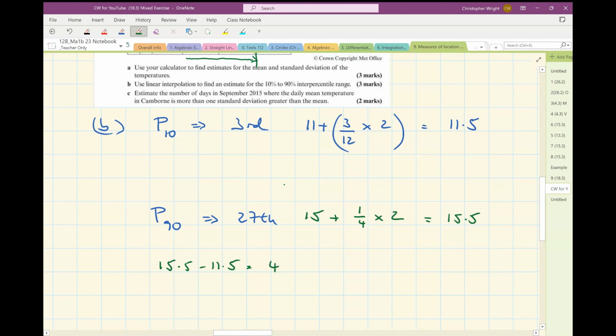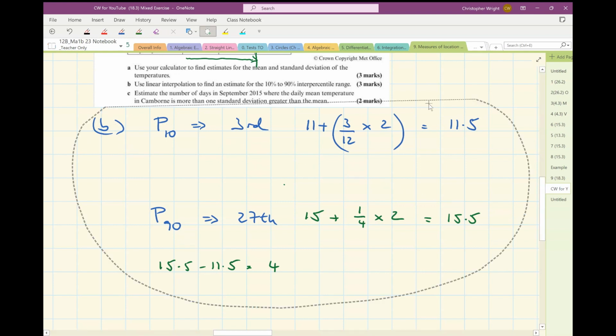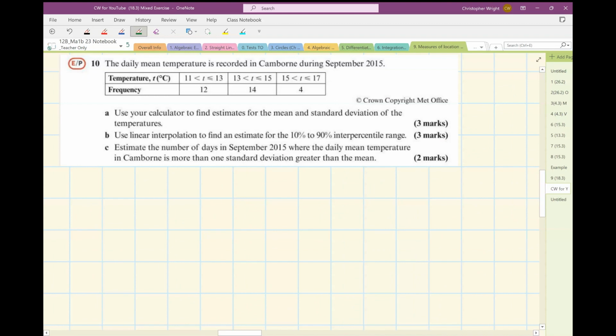Right, let's look at part C. Let's get rid of that. Right, part C. Estimate the number of days in September where the daily mean temperature in Camborne is more than 1 standard deviation greater than the mean. Well, the mean was 13.5. And the standard deviation was 1.36.